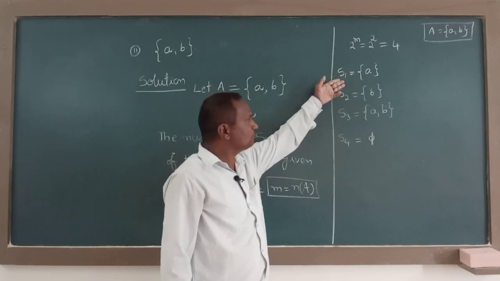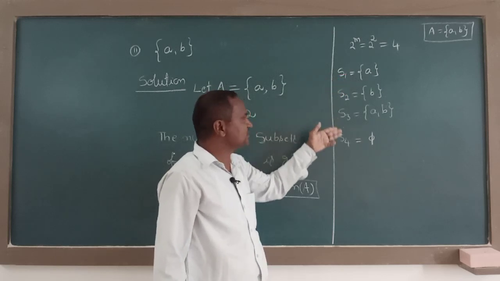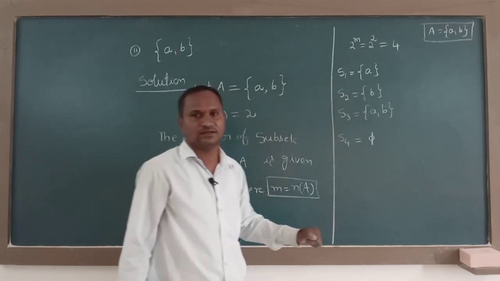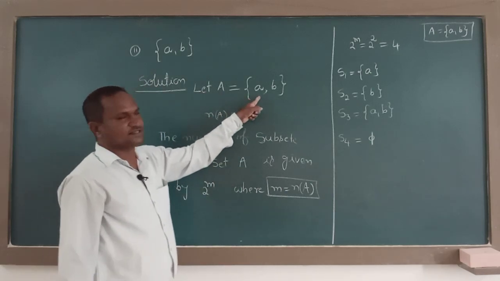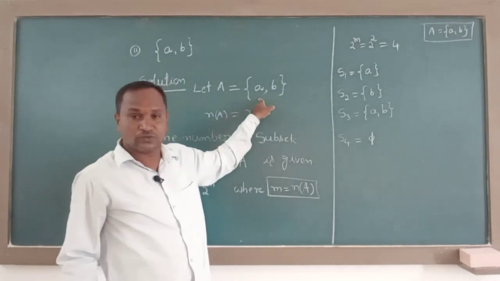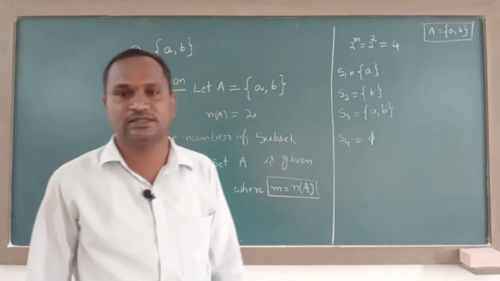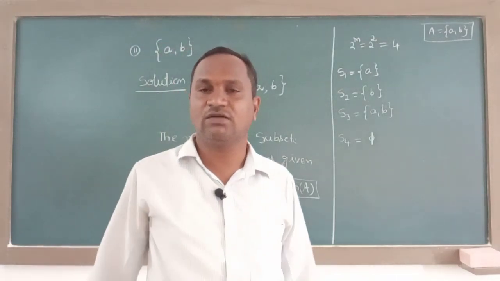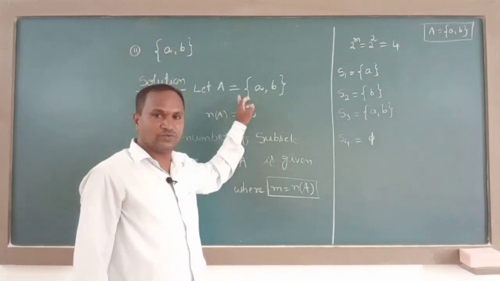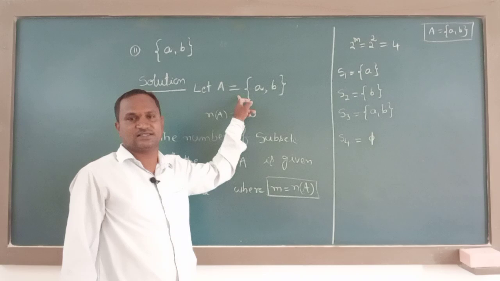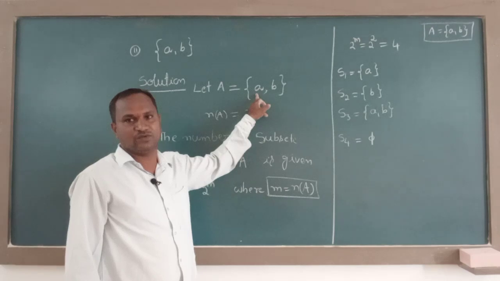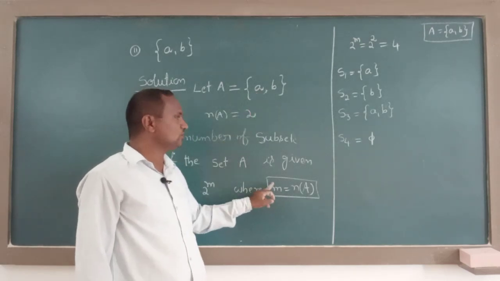Taking one at a time, we get 2 subsets. Totally, 4 subsets we are getting here: S1, S2, S3, S4. That's why they gave only 2 elements here. Based on the number of elements, we get the number of subsets. Before this question, they gave one element in the set. When a set has one element, we call it a singleton set. For those singleton sets, we get only 2 subsets. But in this case, they gave 2 elements, A comma B only, which means n of A is equal to 2.